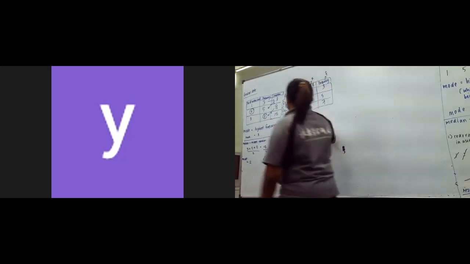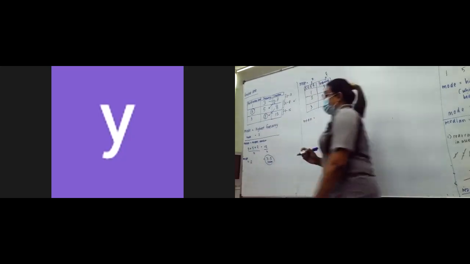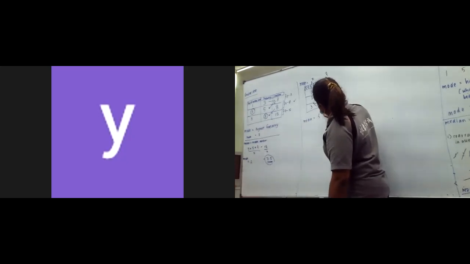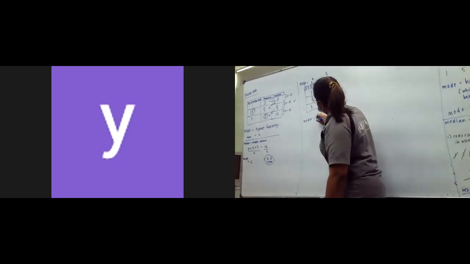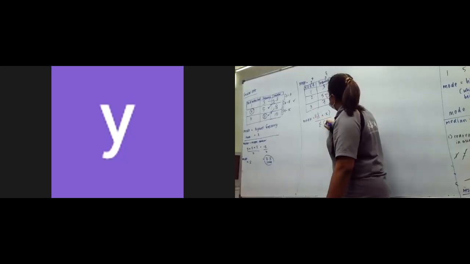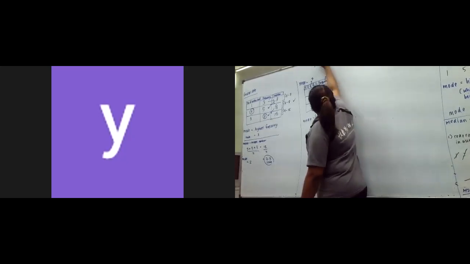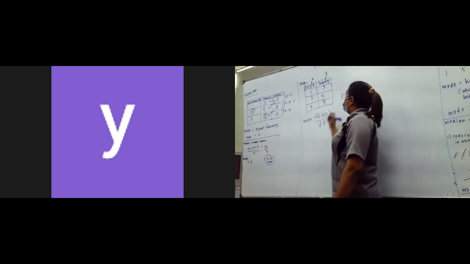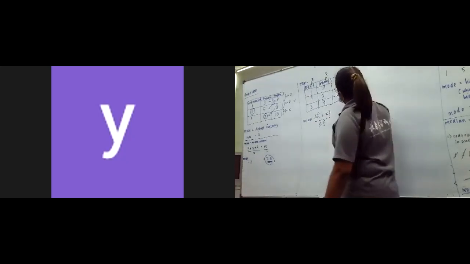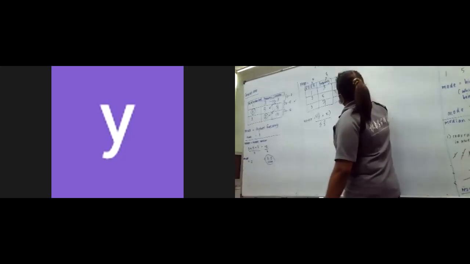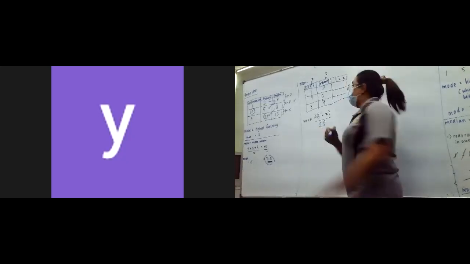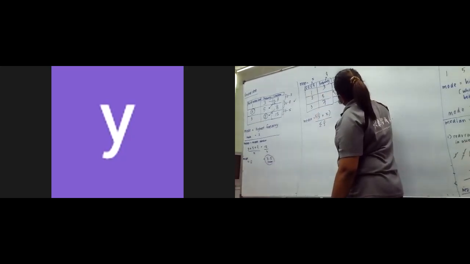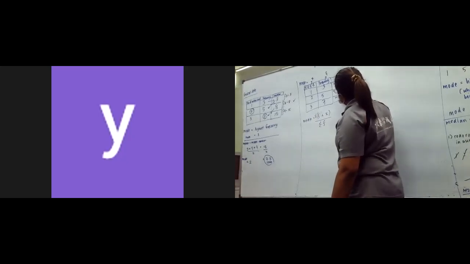Okay, so for mean, what you have to do is F times X. This is total F times X over total F. Okay, this one means total. Okay, so for F times X, create another table here. So F times X. So here 1 times 3, 2 times 5, 3 times 7.